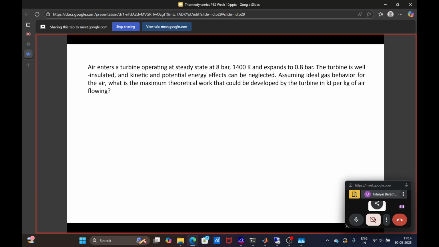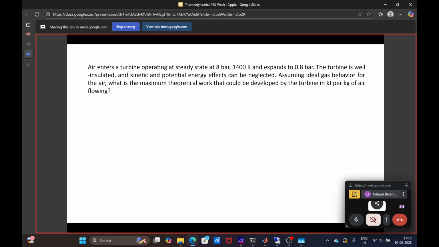So next question. Air enters a turbine operating at steady state at 8 bar and 1400 Kelvin and expands to 0.8 bar. The turbine is well insulated and kinetic and potential energy effects can be neglected. Assuming ideal gas behavior for the air, what is the maximum theoretical work that could be developed by the turbine in kilojoule per kg of air flowing?